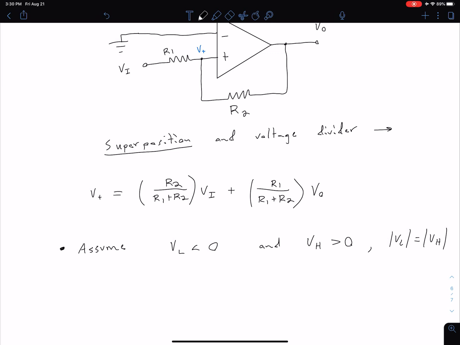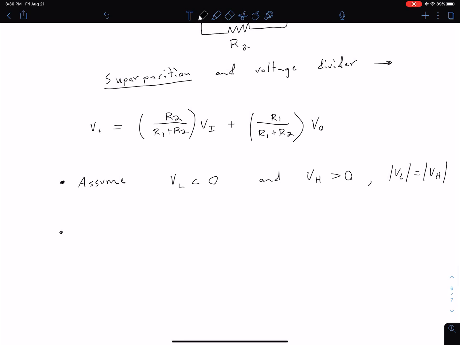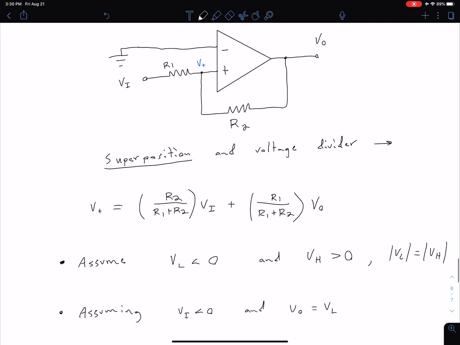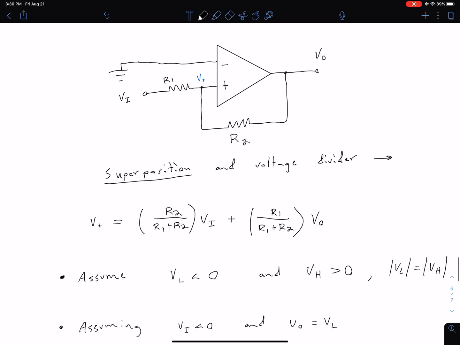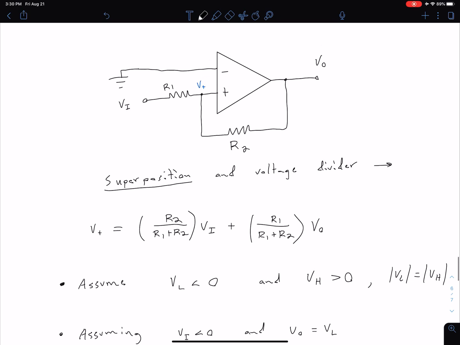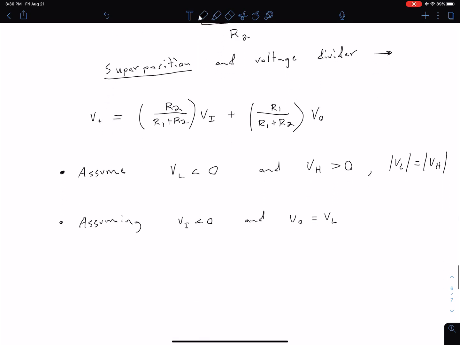Okay, so we are going to have to assume a state as well. Let's start by assuming we have our VI less than 0. So assuming our input is starting negative, and we have our circuit such that our output is V low. Again, we can keep in mind our basic comparator operations, but what we're interested in is our transition point. For both of these cases, our transition point is now going to occur when our V plus is equal to 0. The reason for that is, of course, our inverting terminal is connected to ground. So our transition point is when the two inputs are equal. When this is equal to ground, in other words, when it's equal to 0 volts, that's going to be our transition point.